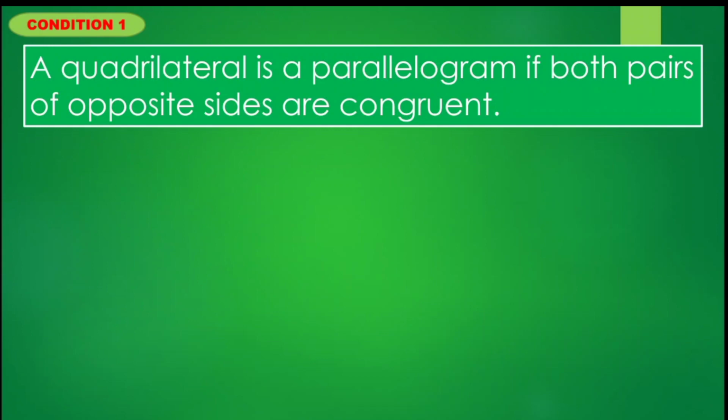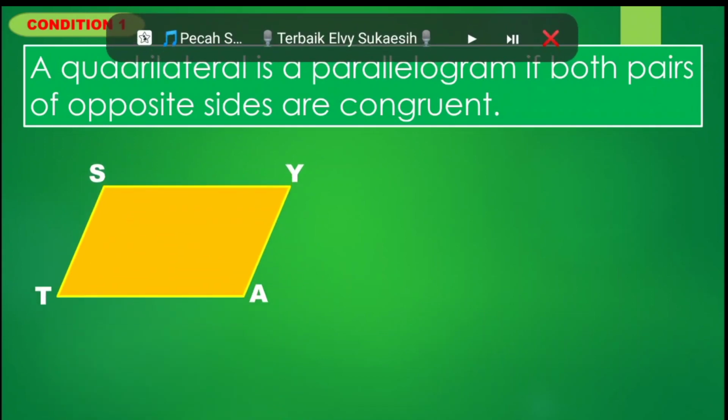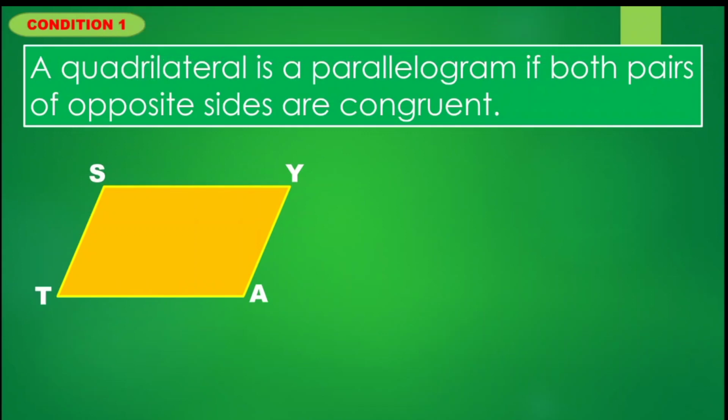What are these conditions? Well, the first condition says that a quadrilateral is a parallelogram if both pairs of opposite sides are congruent. Now let's take a look at this illustration. We have here quadrilateral STAY. Okay, it's this one. STAY.